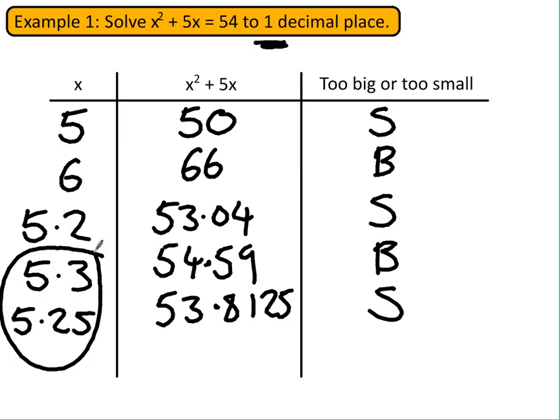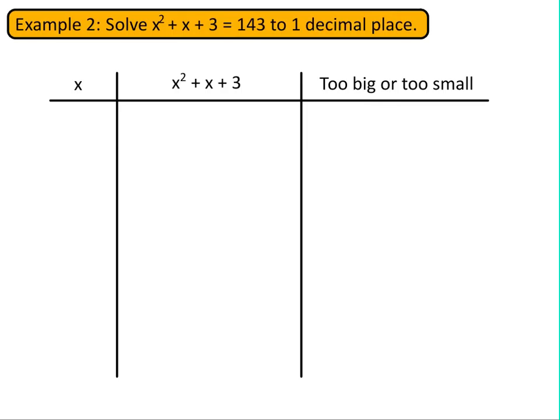Now we don't care exactly where it is, but from this information we can tell for sure that to one decimal place the answer is 5.3. So that's all we need to do. X is equal to 5.3. Now, in a more complicated example like this, the maths is a little more tricky, but it's exactly the same process. So we're going to start by guessing.